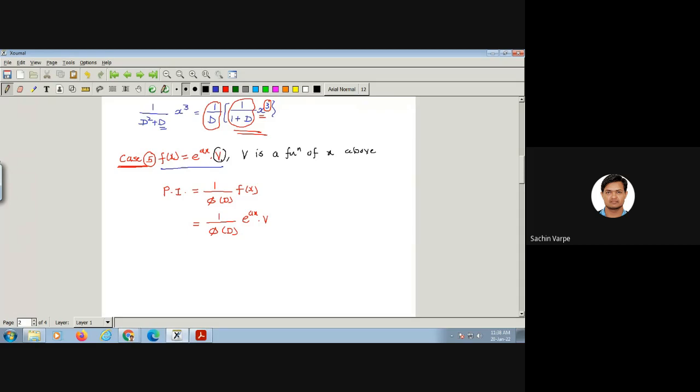So let me tell you the formula directly. The formula is, we take this exponential function outside the operator, into 1 upon phi of, there will be a change in this d.